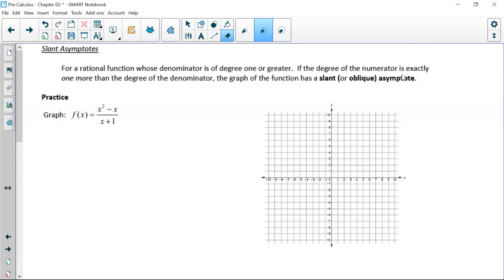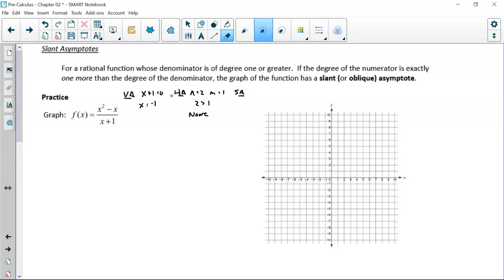So if we look at the asymptotes for this, the vertical asymptote: set x plus 1 equal to 0, x equals negative 1. The horizontal asymptote: because the degree of the numerator is 2 and the denominator is 1, 2 is greater than 1, so there is none for the horizontal asymptote. And there is a slant asymptote because 2 is exactly 1 more than 1. So the slant asymptote exists. We have to find it.